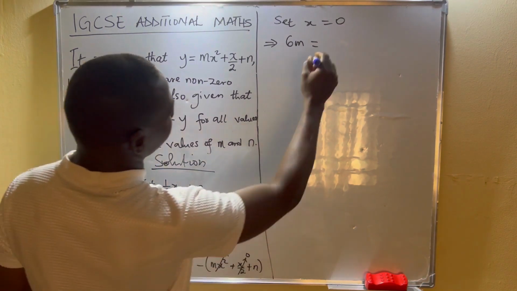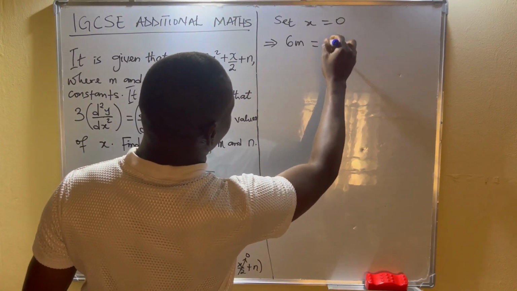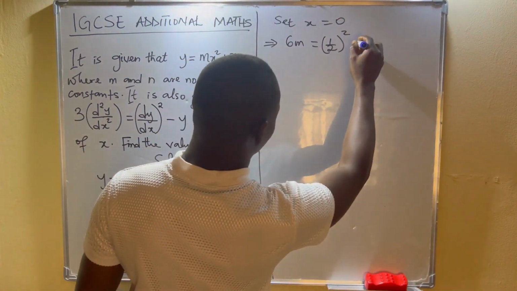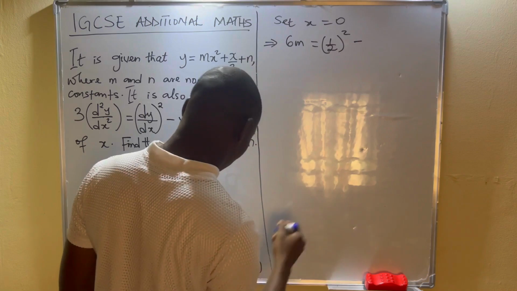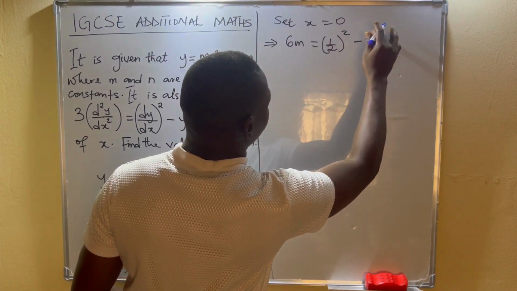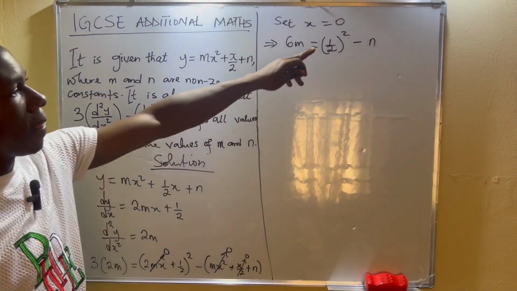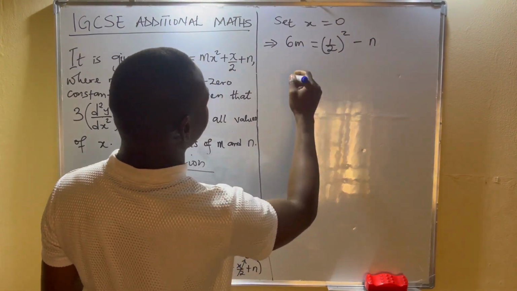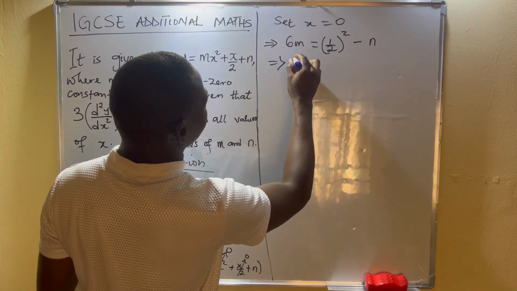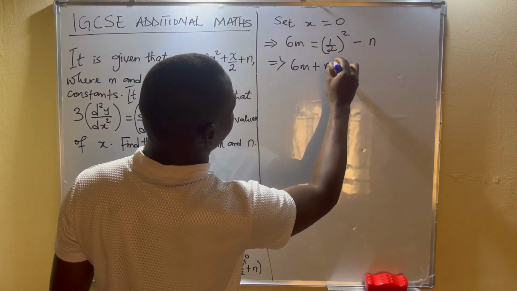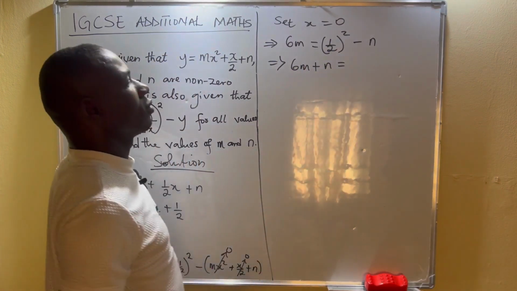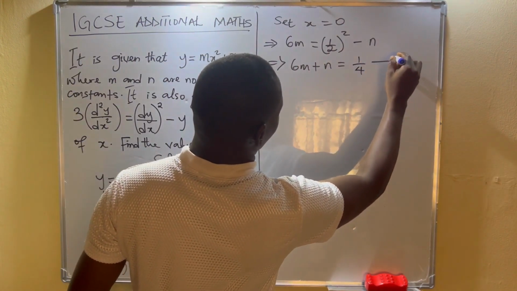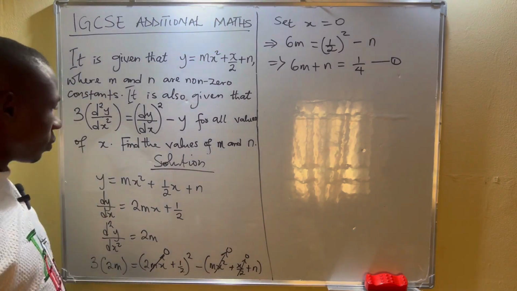1 over 2, 1 over 2 squared minus n. So let me move this minus n here. So I have that 6m plus n will give me 1 over 2 squared, which is 1 over 4. Let me call this equation 1.